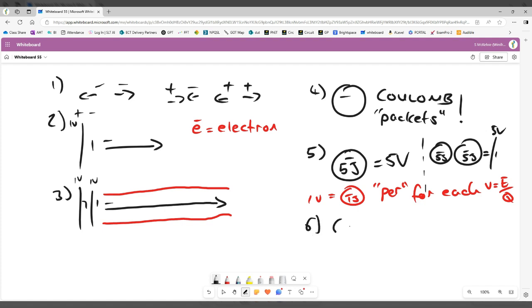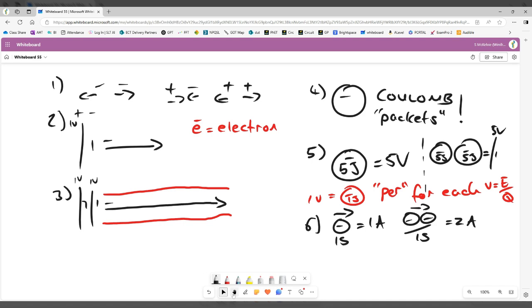Idea number 6, we're using the idea of coulombs again. If I have 1 coulomb of charge moving at a rate where one of those packets of charge passes through my component every 1 second, then that's the same as 1 amp. If I had 2 coulombs of charge per second moving along through my circuit, then that would be the same as 2 amps. Okay, so there's your basic 6 ideas.